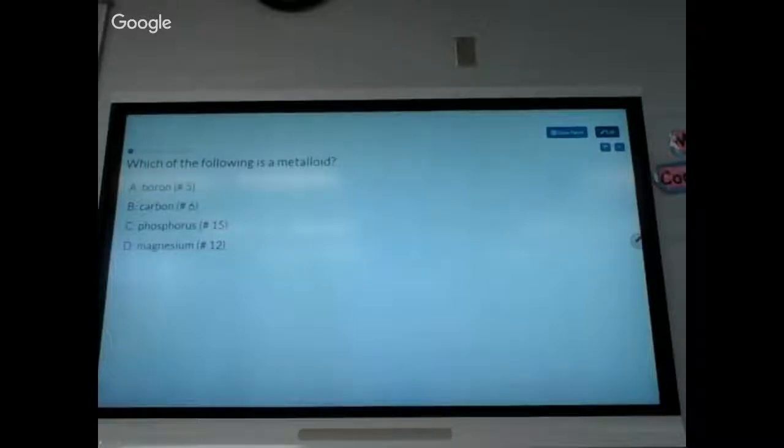All right, so we got 17 to 1. Phosphorus is not a metalloid. All right. If we have L equals 2, what's N? L equals 2, what's N?